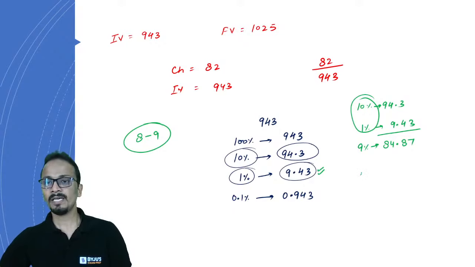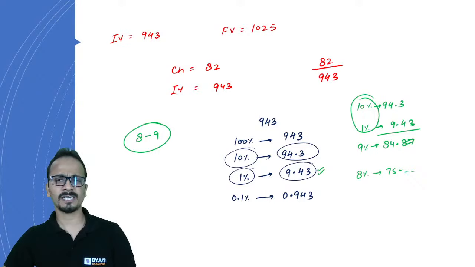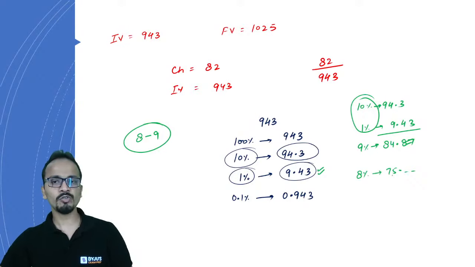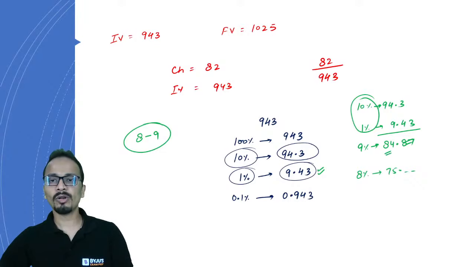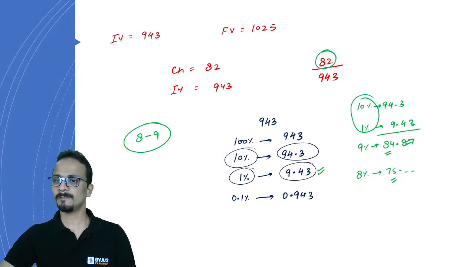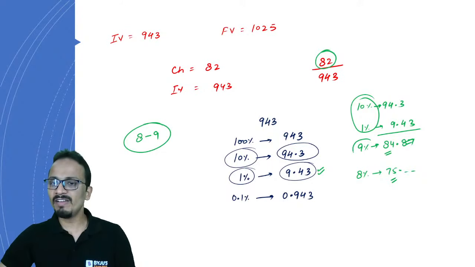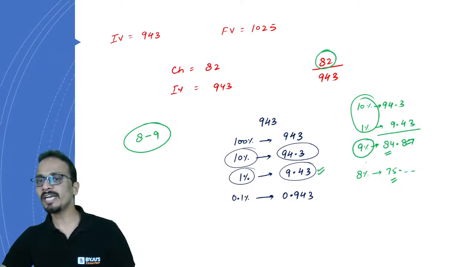Let's see. If I further go for 8%, it will be somewhere around 75 point something. Now there is no need to write the values after the decimal. This much approximation is fine. Okay? So 8% will be 75 point something. Now out of 84 and 75, which one is near to my answer? 84 is much nearer. Okay, so I will mark 9% as the answer. Not 8% but 9%.